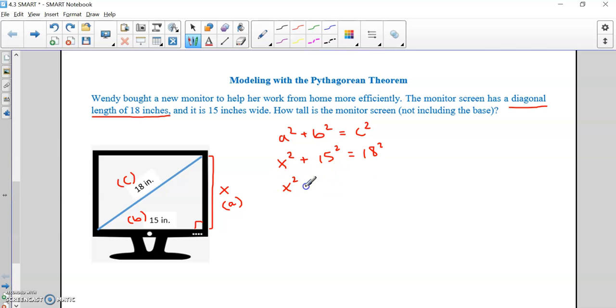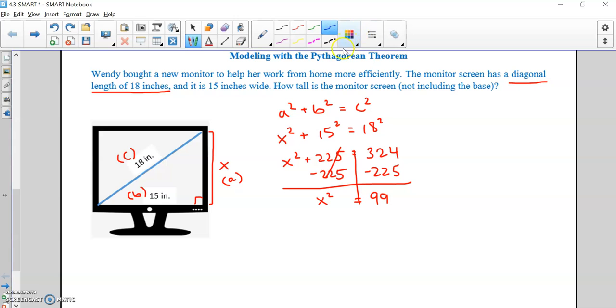Okay, the next thing I'm going to do is go ahead and actually square what can be squared. This one won't change, but 15 squared is 225. And 18 squared, I believe, is 324. All right, now that we've done this, we are ready to start solving for x. Okay, so our goal is to get x by itself. The best way we can start to do that is by subtracting this 225 from both sides so that it can move away from the x. So we end up with x squared on the left, and on the right we end up with 99, because 324 minus 225 is 99.